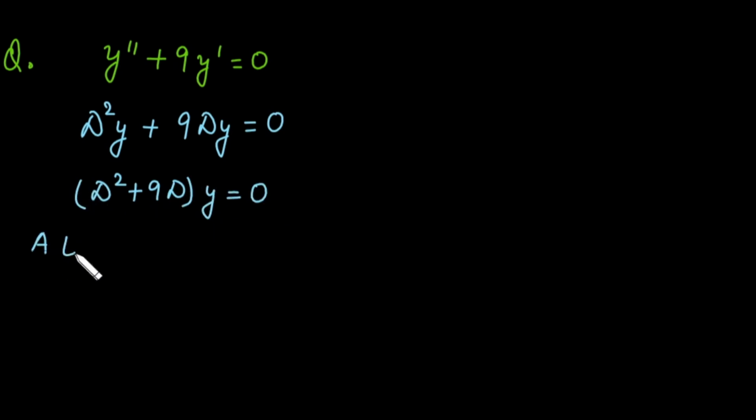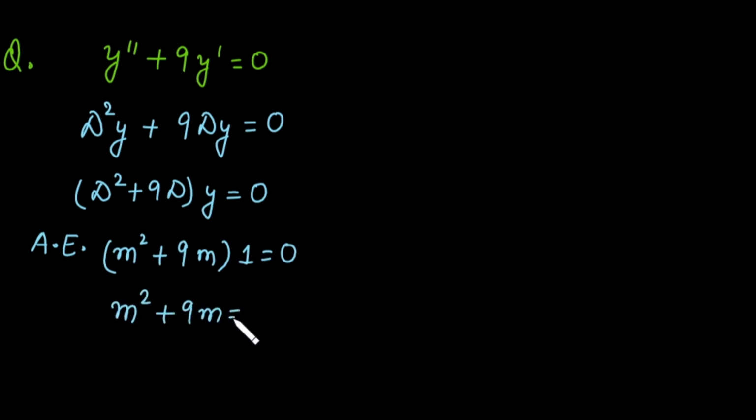So the auxiliary equation in this case is, replace D by m, that is m square plus 9m, and y by 1 is equal to 0. So we have the auxiliary equation as m square plus 9m is equal to 0. Do not take m on the right hand side and cancel it out. Go by step. Take m common. So when you take m common, we have m into (m plus 9) is equal to 0.